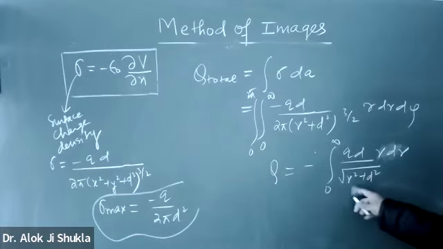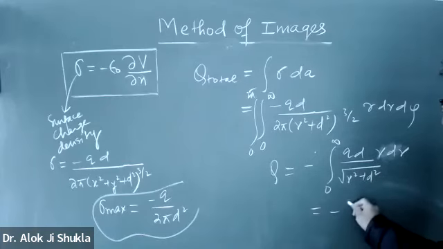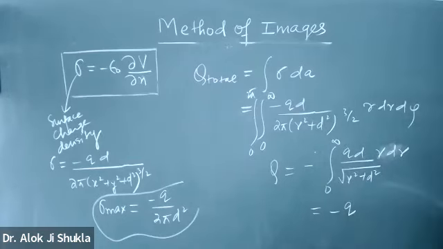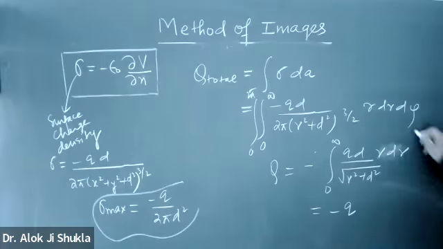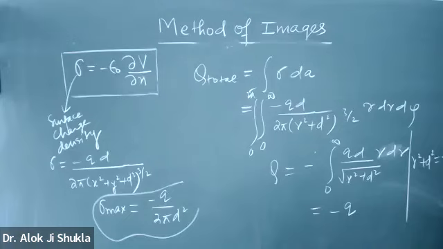Now it is so obvious. What you will do? r square plus d square is equal to t square. Integrate it quickly, you will get minus q. So how much charge is on the whole surface? Minus q charge. Do it by putting r square plus d square is equal to t square and integrate this. So see how mathematics is playing the role.